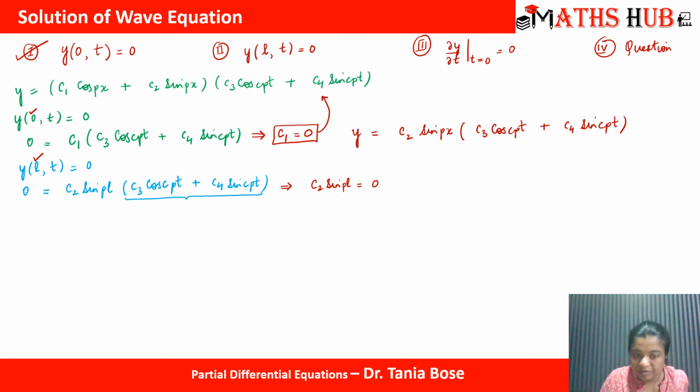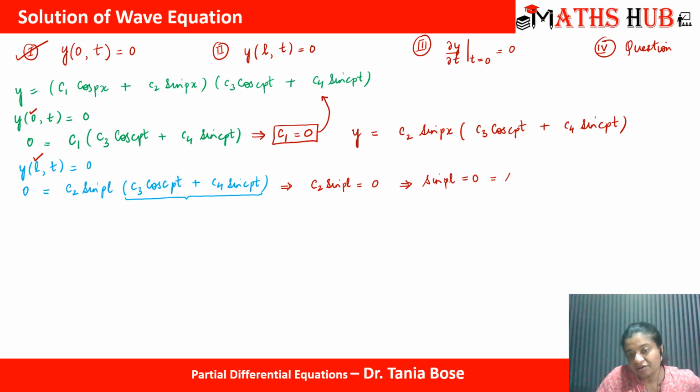So can C2 become 0? C1 is already 0. So if C2 becomes 0, y becomes 0, right? So it becomes a trivial solution. We are interested in a non-trivial solution. So that means C2 cannot be 0. If C2 is not 0, so what implies? It implies that sine PL is equal to 0.